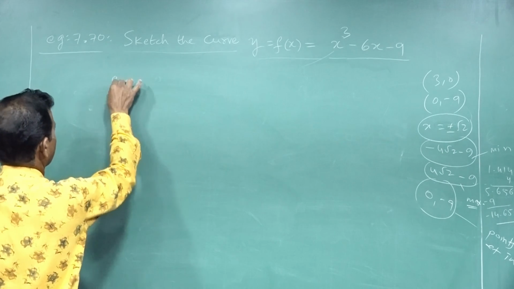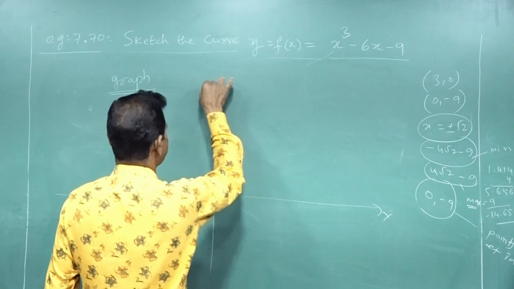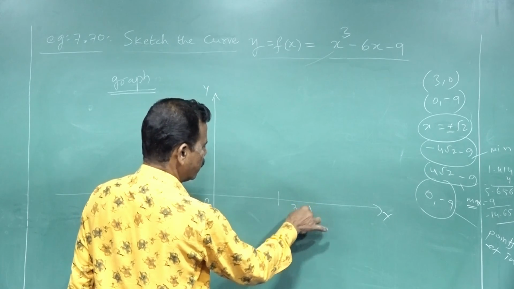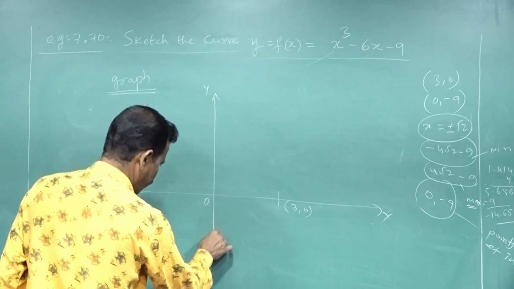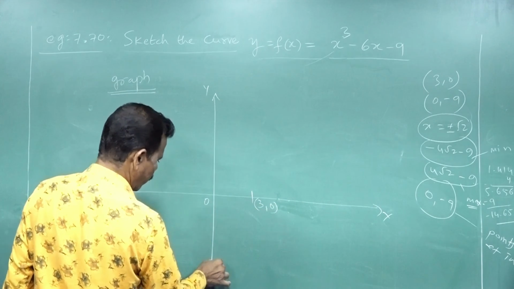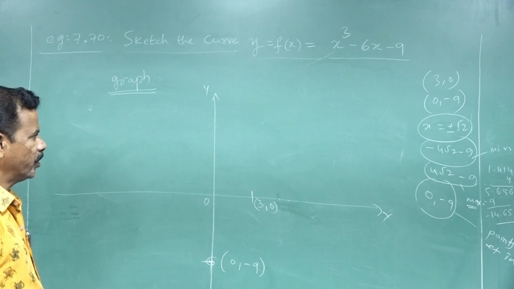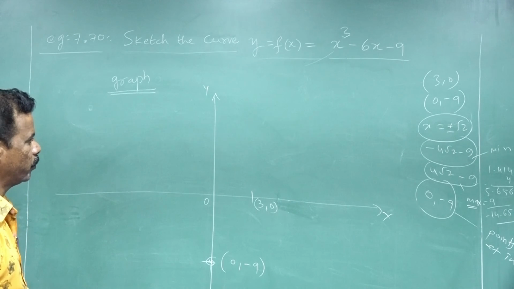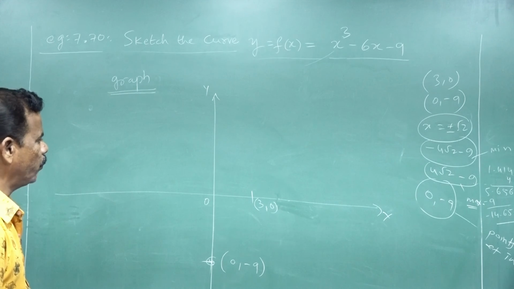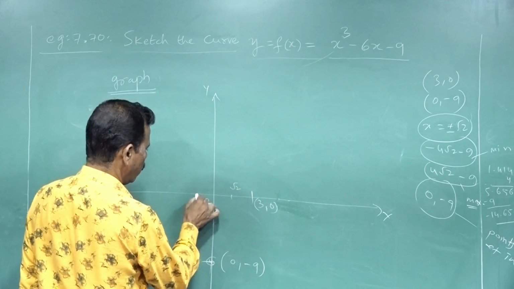So for that curve, x-axis, y-axis, origin. One point is 3, 0. This is the intercept 3, 0, and 0, minus 9. This is 3, 0, and here suppose 0, minus 9. This is the other intercept. After that, the curve at root 2, concavity upward. Root 2 means 1.414. Here root 2, here minus root 2.